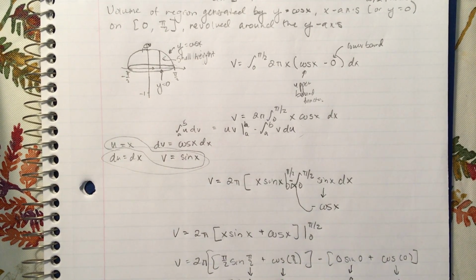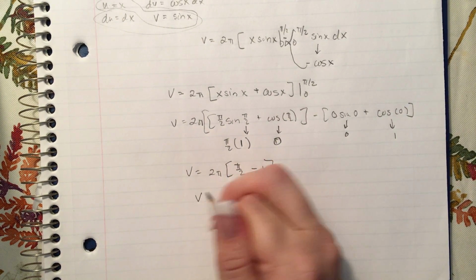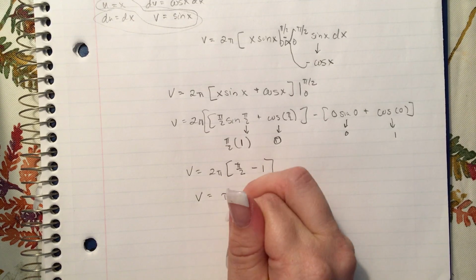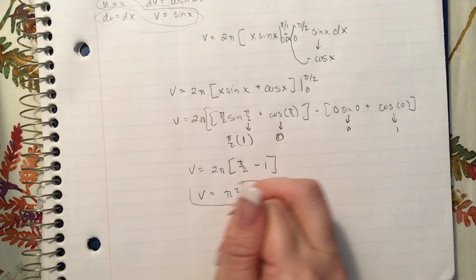And if we rewrite that, it goes into v equals pi squared minus 2 pi. And that is the final answer.